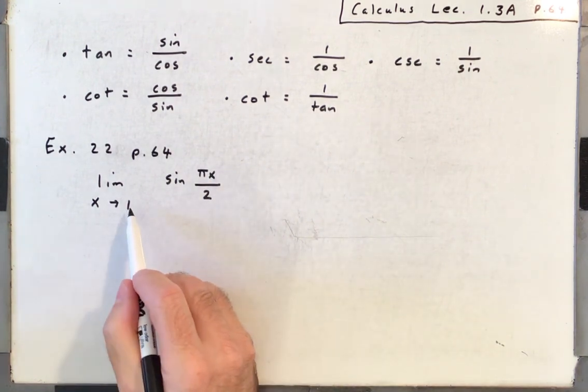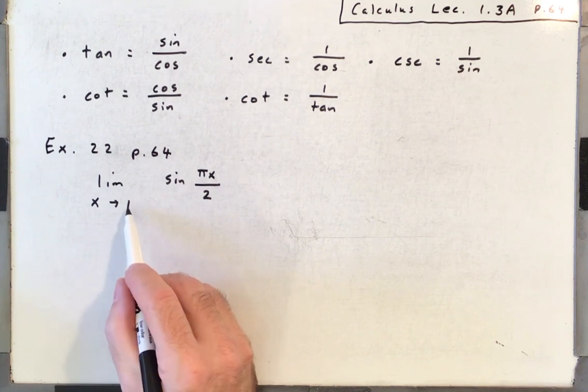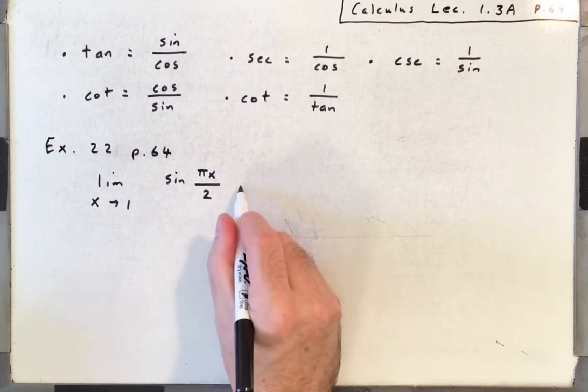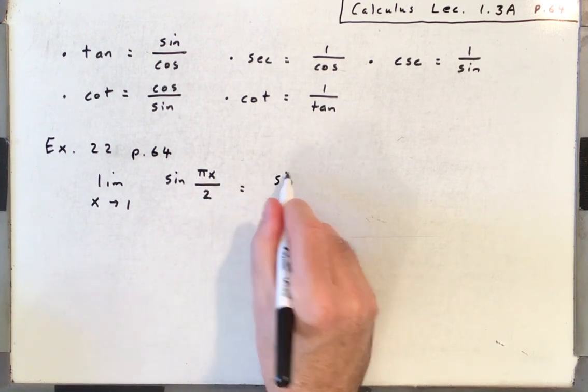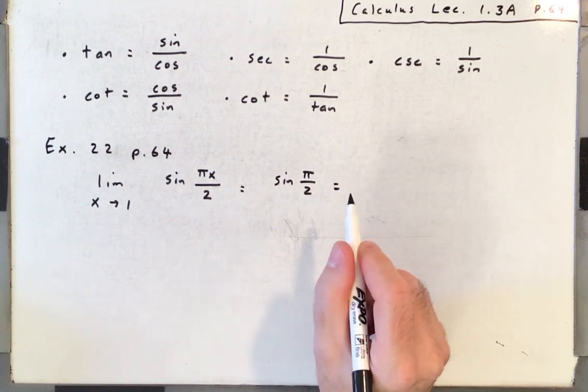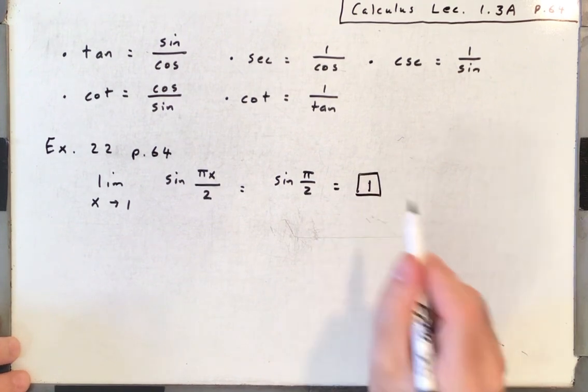So the first thing you always do when trying to find a limit, now it may not work, but in this section it works, is plug in 1 for x. So that's just going to be the sine of pi over 2. Well, look at your unit circle. The sine of pi over 2, we already talked about that, is 1.